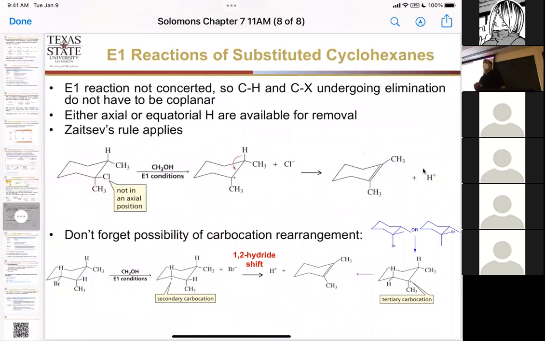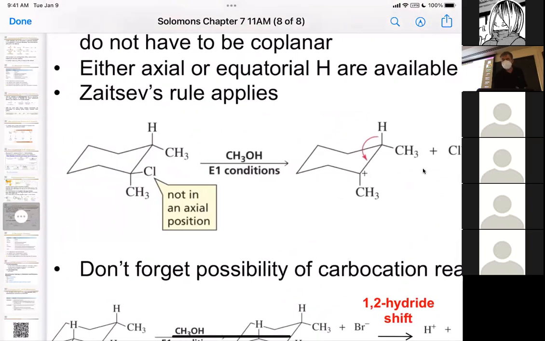Okay. So before I said, when you do an E2 reaction, you have to have your halogen in the axial position, and a hydrogen has to be in the axial position to get the reaction to happen, because it's a concerted reaction. That requirement no longer exists, because you're going to form a carbocation and make it a trigonal planar structure. Once you lose this chlorine right here, this is actually going to flatten out. So that means any hydrogen that's beta is going to work.